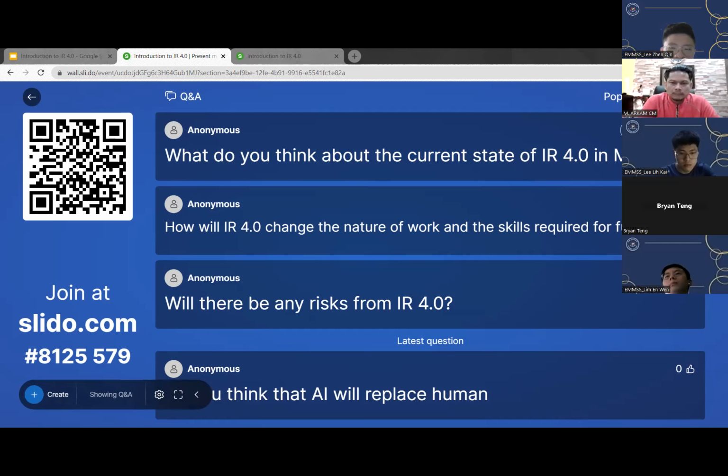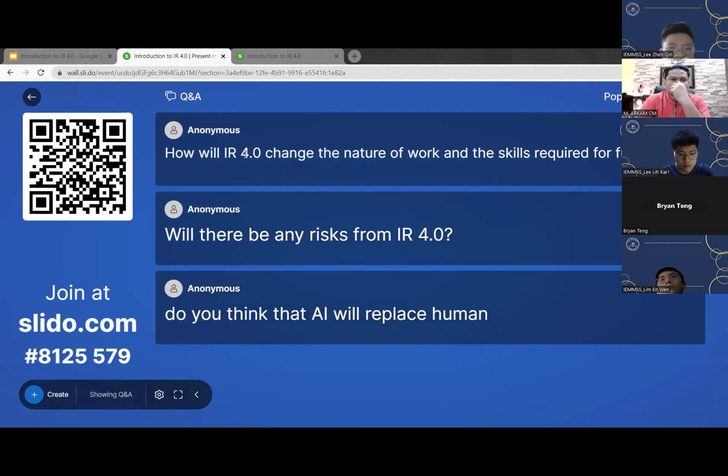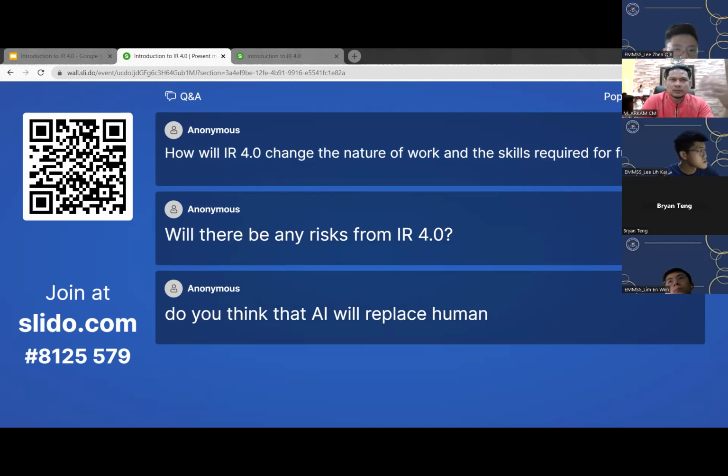Understood. Okay, so the next question will be, how will IR 4.0 change the nature of work and the skills required for future jobs? What is your opinion on this one? I concluded in the last few slides that the nature of work will be changed due to these technologies. For example, the terms that we are using for our work now are work-life balance, workspace, mental health, for example.